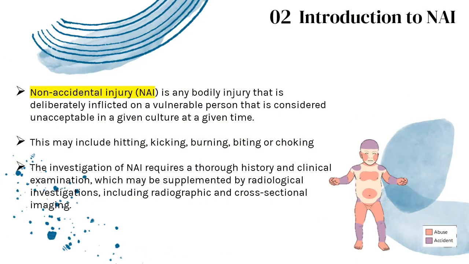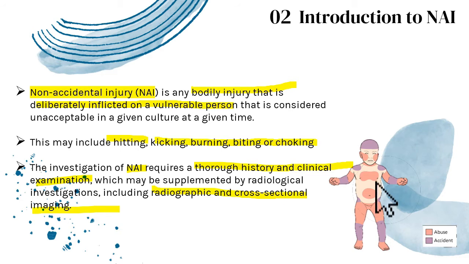So, what is a non-accidental injury? Non-accidental injury is any bodily injury that is deliberately inflicted on a vulnerable person that is considered unacceptable in a given culture at a given time. Non-accidental injury can include hitting, kicking, burning, biting, or choking. Investigation of these injuries requires a thorough history and clinical examination that can be supplemented by radiological investigation, including radiographic and cross-sectional imaging.